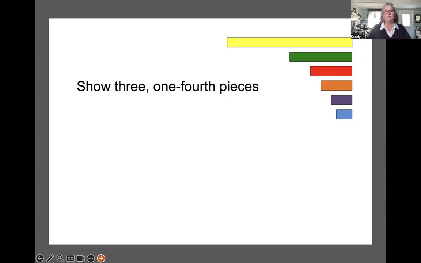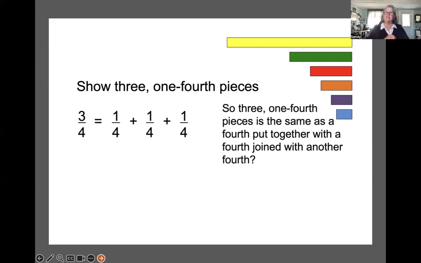Now, your child's holding up 3 1/4 pieces, and I could say, what did you have? You had 3 1/4 pieces, which is the same as a fourth put together with a fourth combined with another fourth. Notice the language I'm using for the plus sign, combined and put together, that conceptual language. And your child is seeing adding fractions, and I'm calling that 3/4, both 3/4 and 3 1/4 pieces. Think of the imagery that comes to mind when I think of that numerator as naming the number of unit fraction pieces. I have 3 1/4 pieces. That's going to become important when we look at mixed numbers and improper fractions.